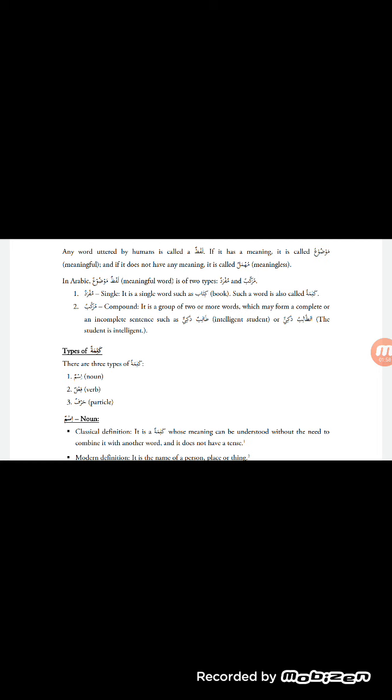For example, in Urdu we say roti shoti. Roti is a word, it means bread. Shoti, what's shoti? Shoti isn't a word, it doesn't have a meaning. So shoti is a muhmal, a meaningless word. Okay.